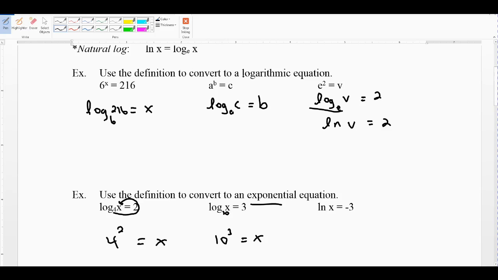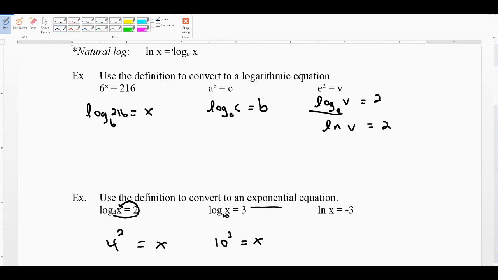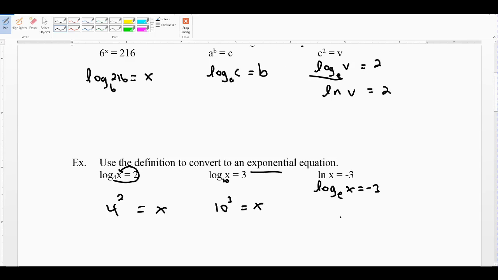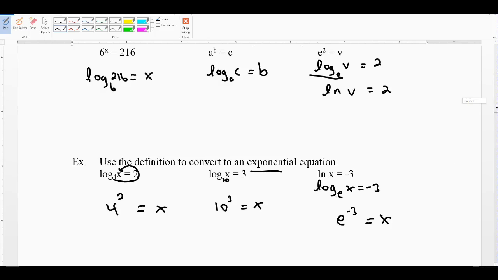Now ln is the same as log base e. So you may want to rewrite it first as log base e of x equals -3. Now to write it in exponential form, start with the base, which is e. The log equals the exponent, which is -3. So that's the exponent on the e, and then equals x gives us the final equation. Once again, circle. e to the -3 equals x.